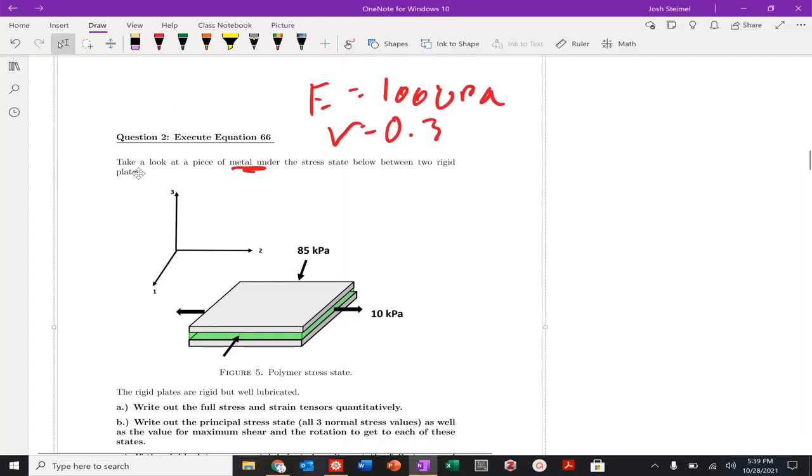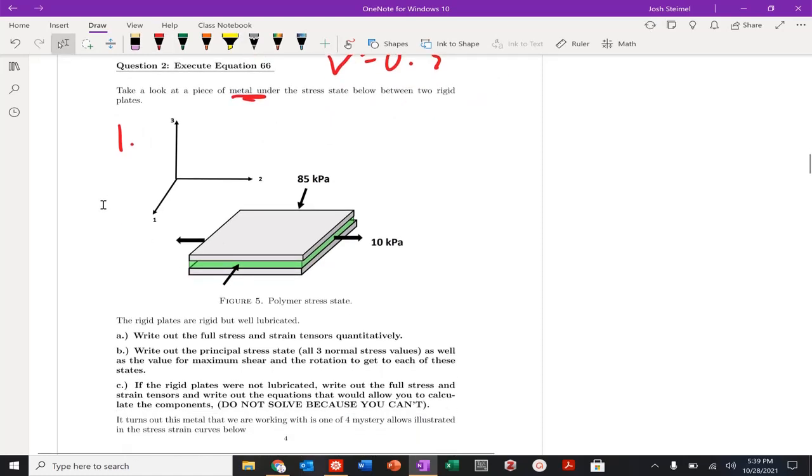So I have my coordinate system, that's step 1. Step 2, I've written out all the properties that I know, and now I need to basically, I have the rigid plates are rigid. Nice problem, Josh. But they're well lubricated. So we see this kind of stress state given here.